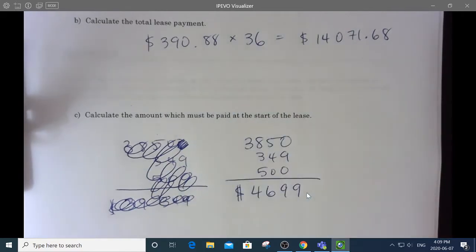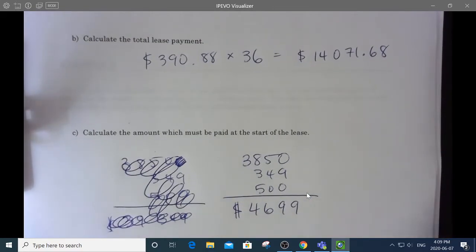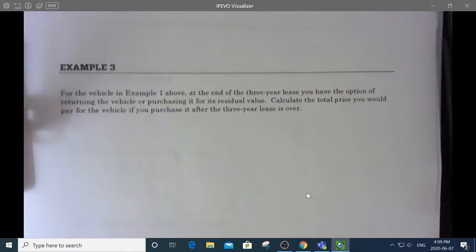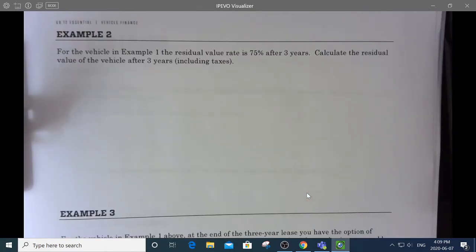So, that would be the amount that you have to pay at the start of the lease. I might need that number later, so I'm going to store it in memory too. There we go. Okay, for the vehicle in example 1, the residual value is 75% after 3 years.